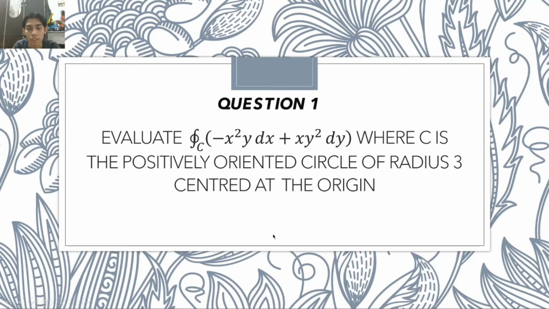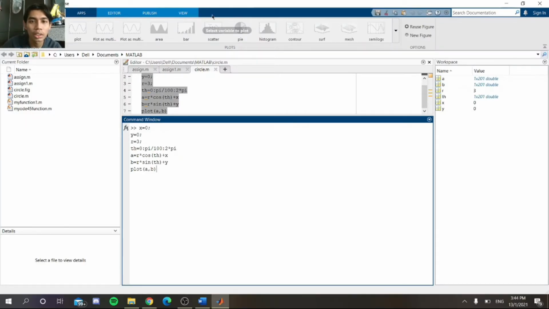Assalamualaikum warahmatullahi wabarakatuh. My name is NAJWAN and I will do question number 1. The question is: evaluate the integral over C of minus x squared y dx plus x y squared dy, where C is the positively oriented circle of radius 3 centered at the origin. Then we open the MATLAB software.